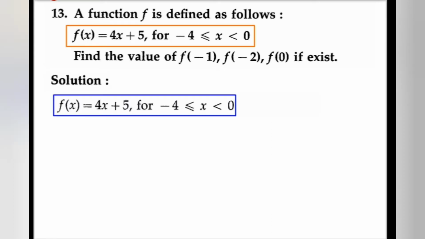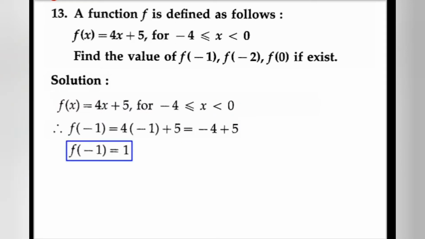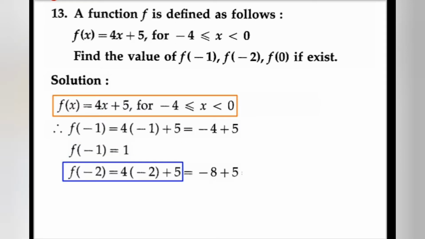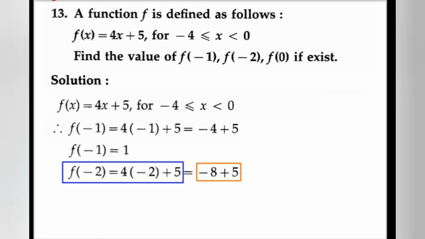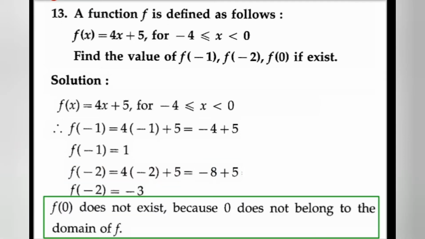Solution: f of x is equal to 4x plus 5 for x is greater than or equal to minus 4 but less than 0. Therefore, f of minus 1 is equal to 4 into minus 1 plus 5, that is minus 4 plus 5, which is 1. f of minus 2 is equal to 4 into minus 2 plus 5, that is minus 8 plus 5, which is minus 3. f of 0 does not exist because 0 does not belong to domain of f.